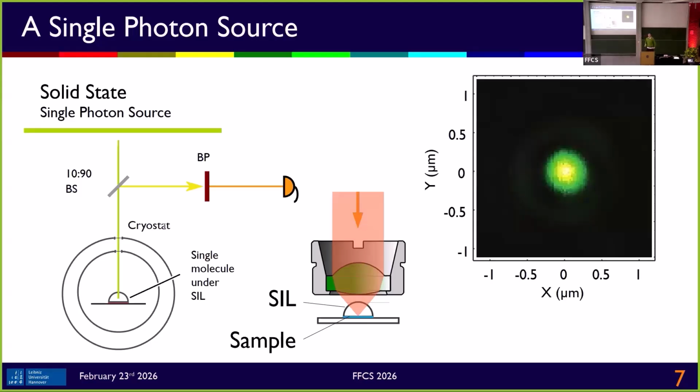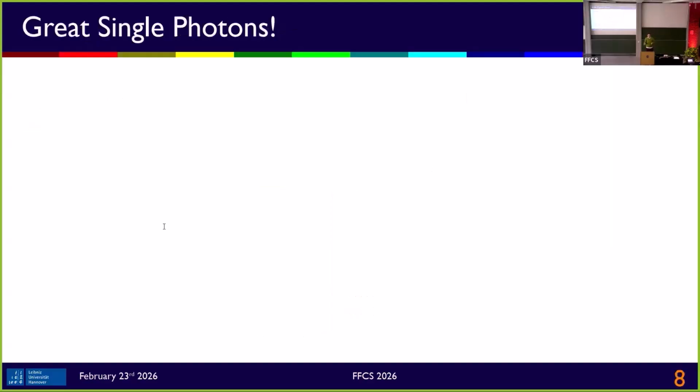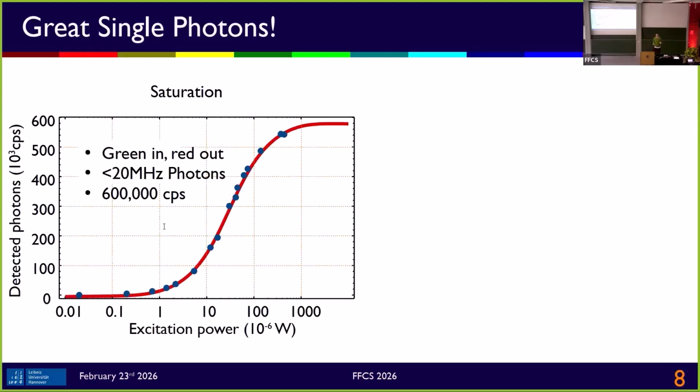So this is what I see. I have one molecule in the focus. So I quickly have a very nice microscope buildup. And I have a focus which is very competitive against a normal focus at room temperature, and I get these millions of photons. Now we have about 3 million clicks per second that we can receive. So these are really great single photons.